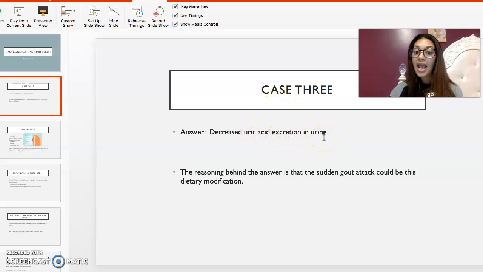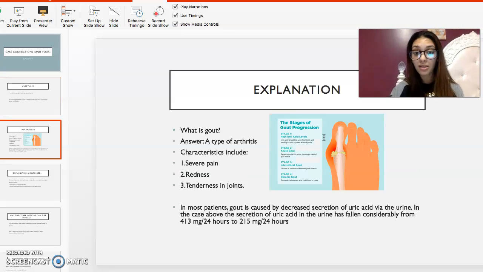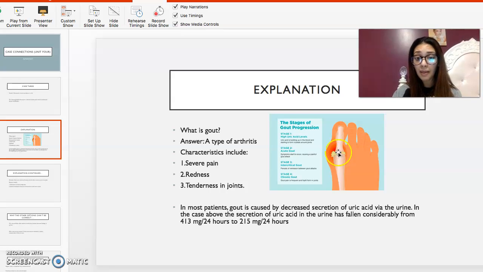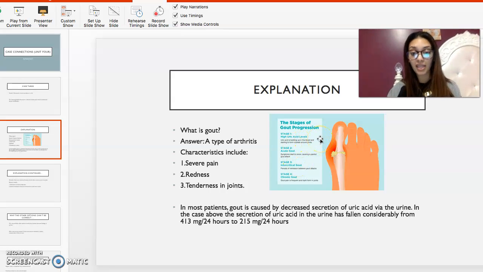in the urine. And the reasoning behind this is because the sudden gout attack could be due to a type of dietary modification that has happened. So what is gout? Gout is a type of arthritis, and its characteristics include severe pain, redness, and tenderness in the joints. And over here I have a picture of what gout may look like in some people, and there are 4 stages of it. You can look at that while I explain the case further.